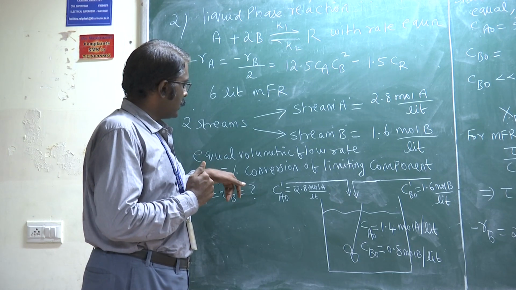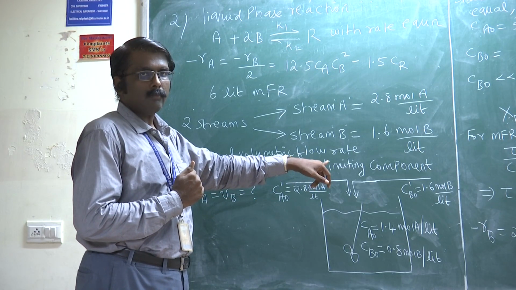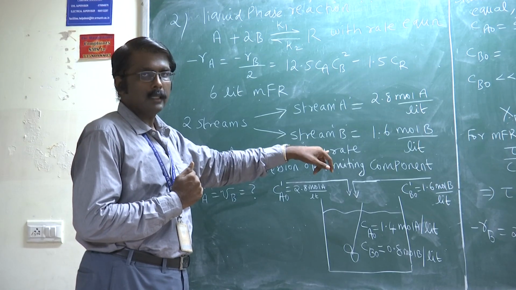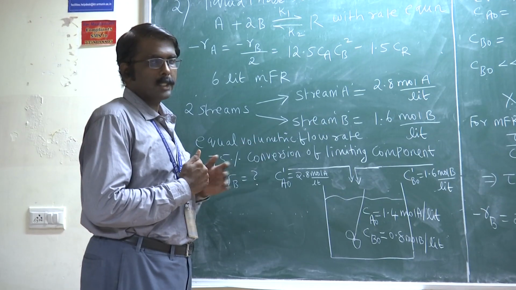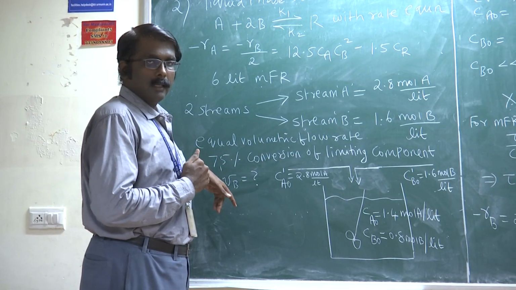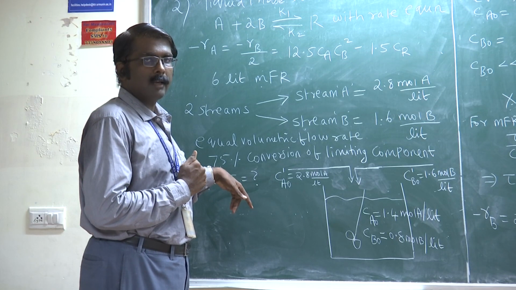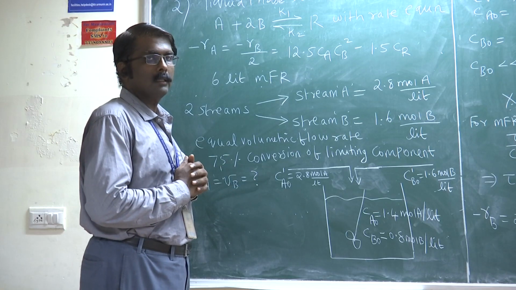Now 75% conversion of the limiting component is desired. So first we have to identify which one is the limiting component, and then that component's conversion is given as 75%. What we have to find is small vA and small vB, that is, the volumetric flow rates of stream A and stream B, separately.